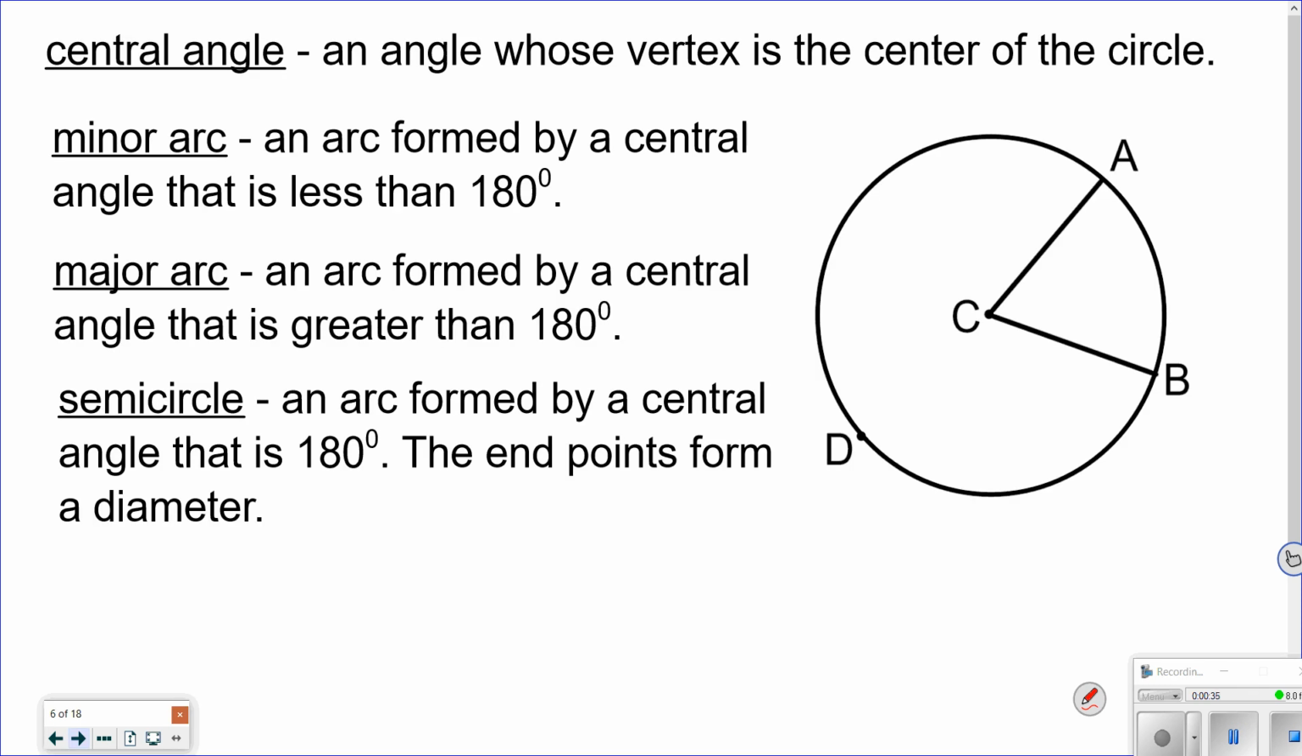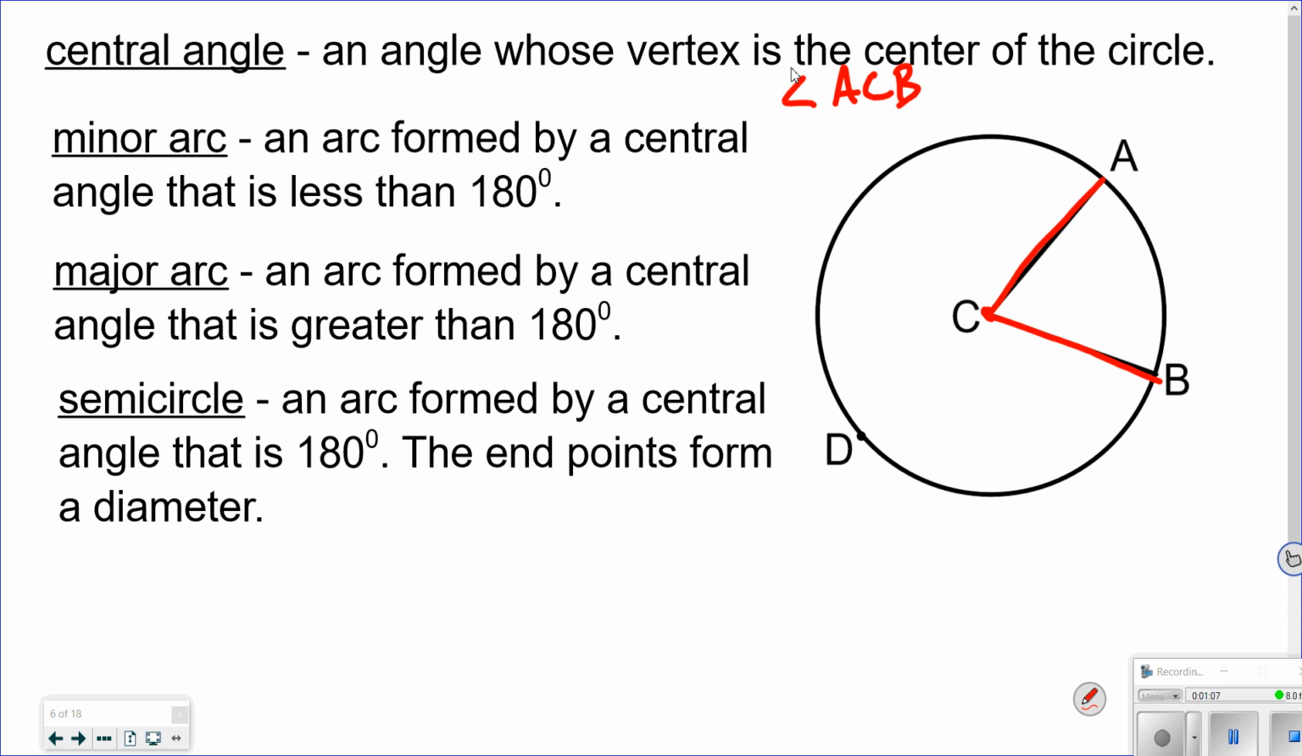Okay, we got some more definitions. I would pause this for a second and write these down. But here, let me run through them really quick. A central angle is an angle whose vertex is at the center of the circle. So an example of that would be angle ACB. If I look at that angle, the vertex of the angle is right there in the center of the circle. So we call it, right, central angle.